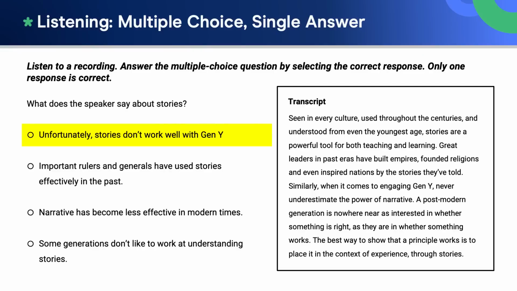So the question was, what does the speaker say about stories? Let's check the answer. The first option is, unfortunately, stories don't work very well with Gen Y. But look at the transcript. It says, when it comes to engaging Gen Y, never underestimate the power of narrative. The word narrative has a similar meaning to story. The sentence says, never underestimate, meaning that we should not think something is smaller or, in this case, less powerful than it really is. So this option is incorrect. Stories do work well for Gen Y.